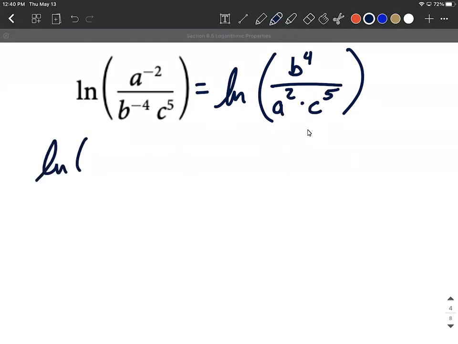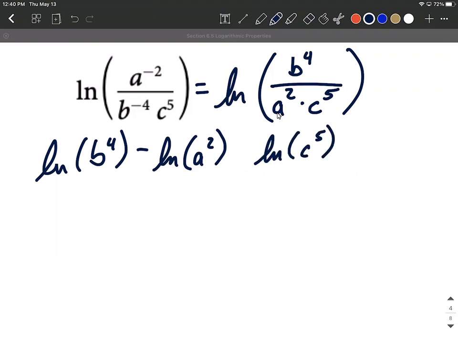So natural log b to the 4th, that's going to be positive out in front because it came from the numerator. Natural log of a to the 2nd power, that's going to be negative out in front because that came from the denominator. Natural log of c to the 5th gets its own log, but it's going to be negative in front because it came from the denominator.